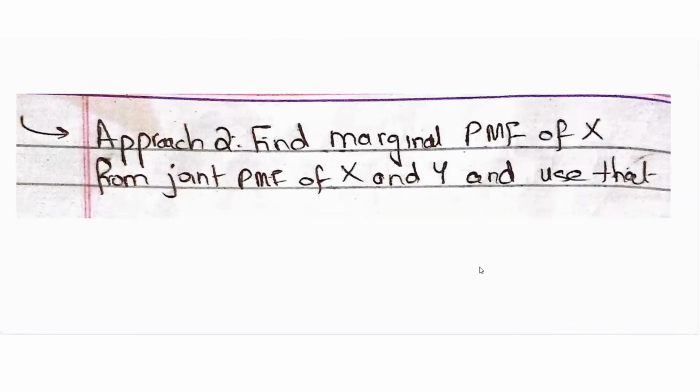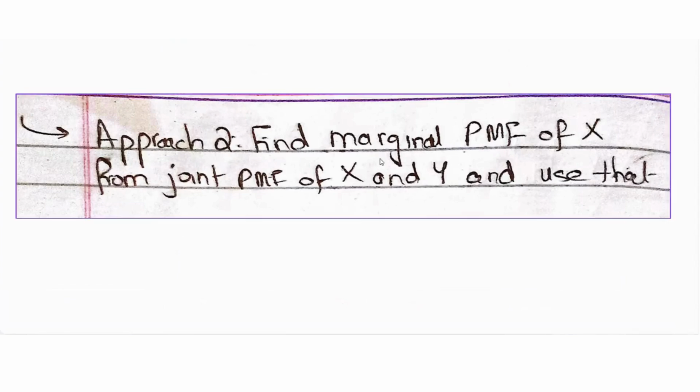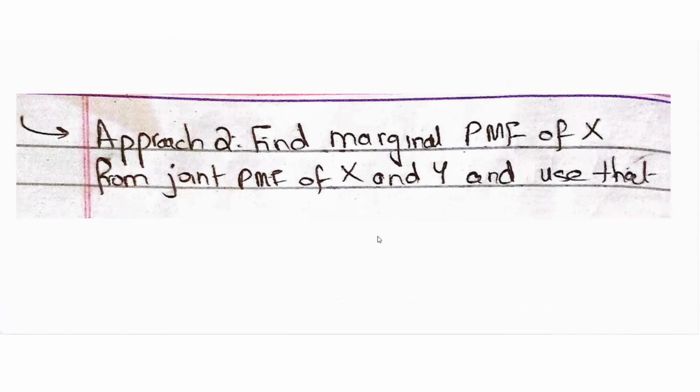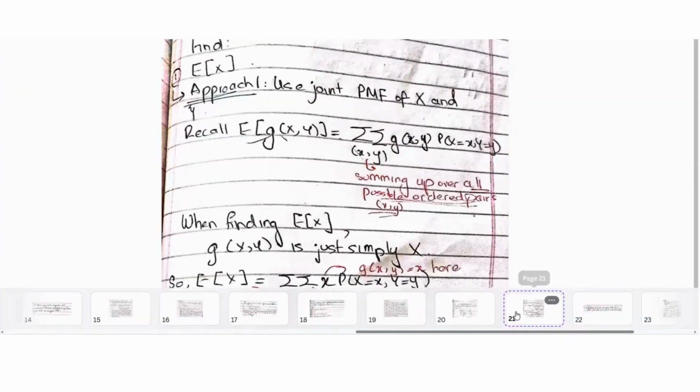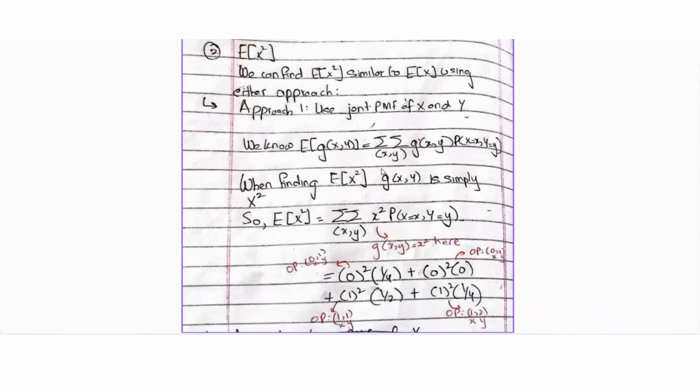An alternative approach was to find the marginal PMF of X from the joint PMF of X and Y and use that, but you don't necessarily have to do that. You can also find the expected value of X directly using the joint PMF, without needing to find the marginal PMF of X. We can also find the expected value of X squared using either approach. Approach 1 is to use the joint PMF of X and Y. Like we said, the expected value of g(X,Y) is that you sum up over all possible ordered pairs g(x,y) times the probability P(X=x, Y=y).